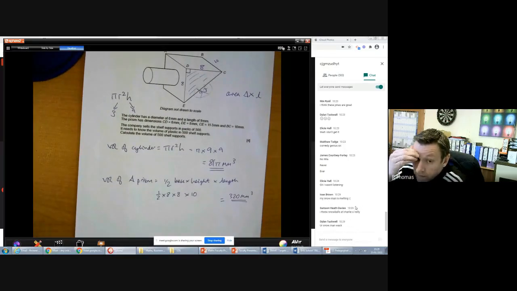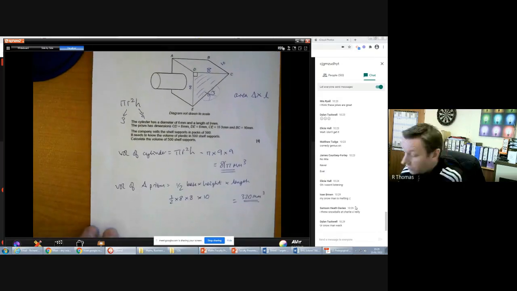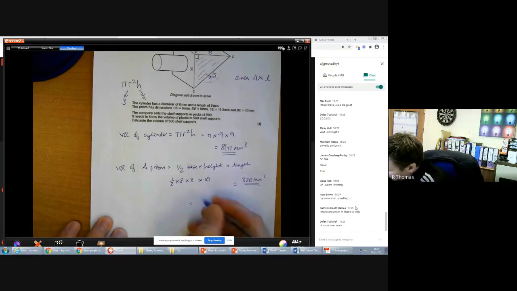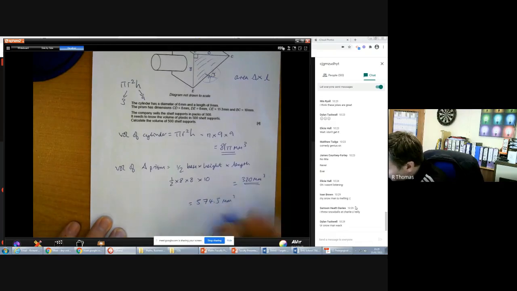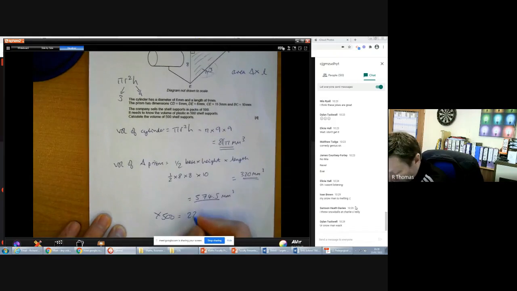Okay, so if you add those up, I got 574.5 millimeters cubed, and then I need to times that by 500, and I got 287,250 millimeters cubed.